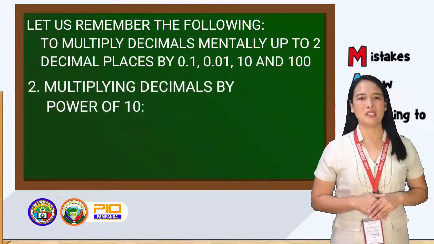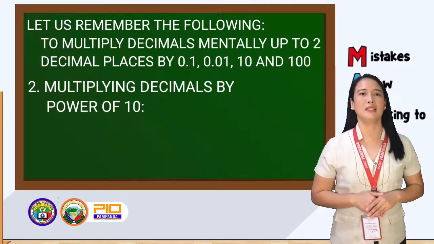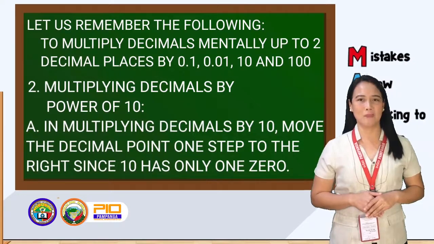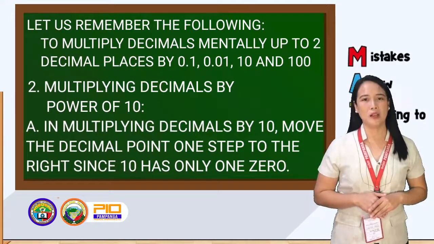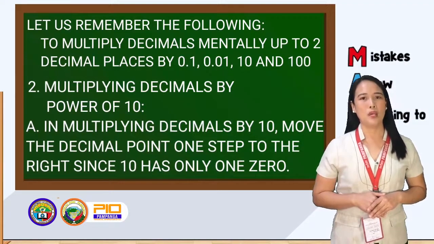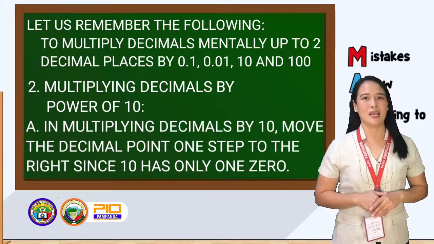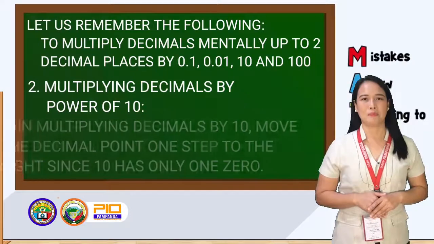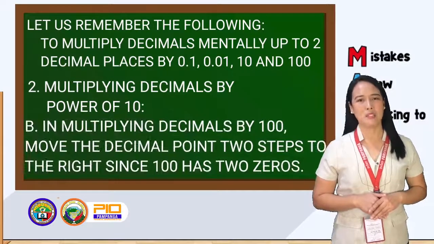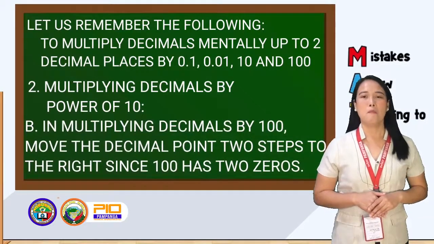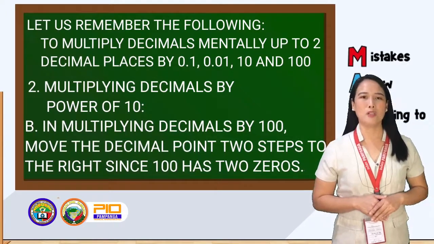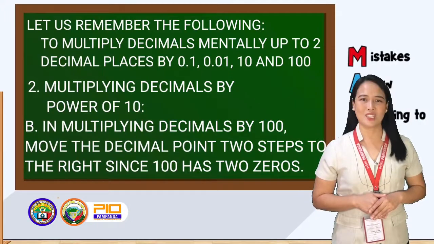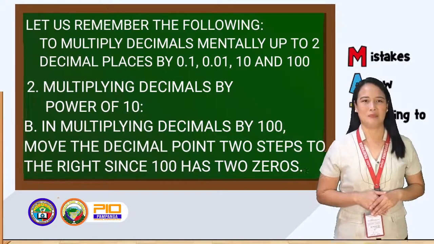In multiplying decimals by powers of 10, letter A, in multiplying decimals by 10, move the decimal point one step going to the right, since it has only 1 zero in the multiplier. In multiplying decimals by 100, move the decimal point 2 steps to the right, since 100 has 2 zeros.